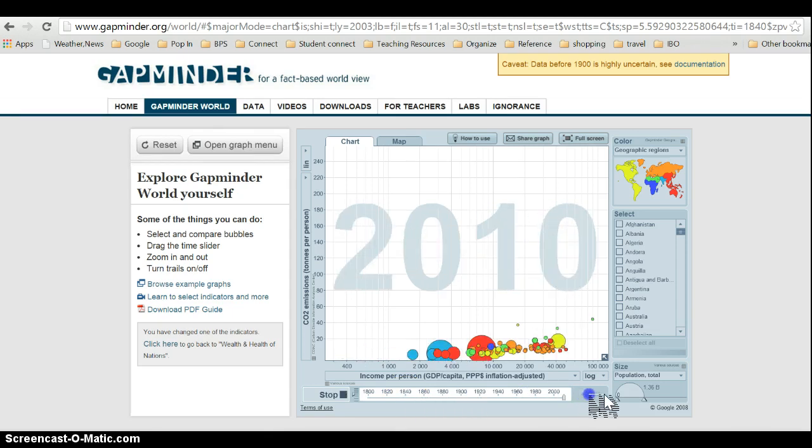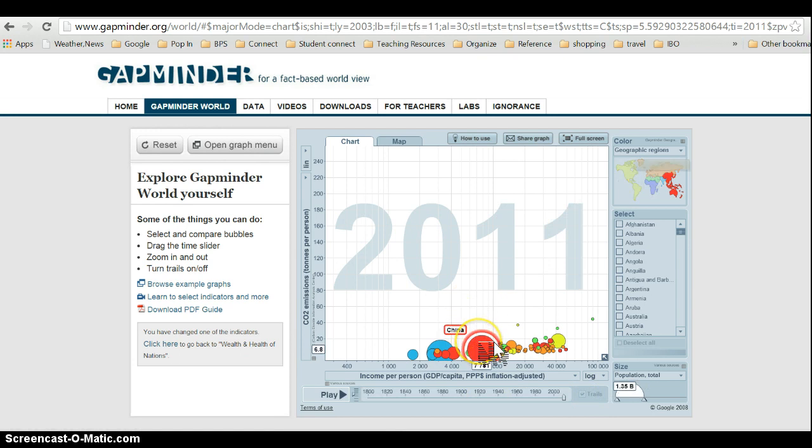I'm just going to go all the way up to 2010, and there I can see China up here, and who's emitting the most? United States, okay? And you can see there's a slight linear trend. As the income increases, so the amount of carbon dioxide emissions per person tends to increase. And here we've got Qatar, an oil-rich country, all the way at the very extreme there.